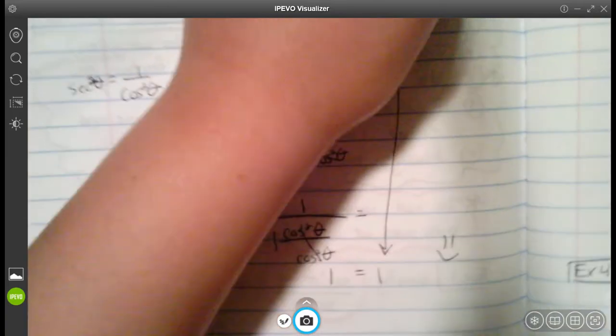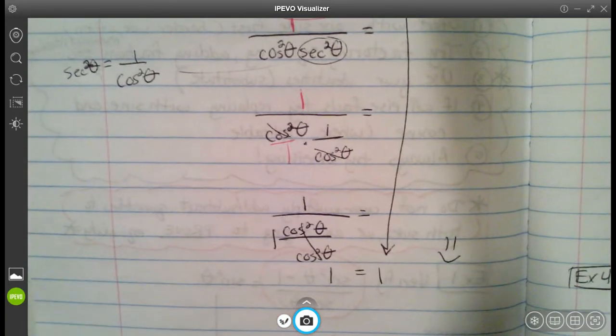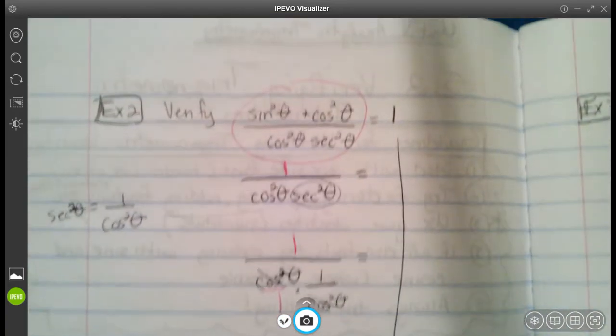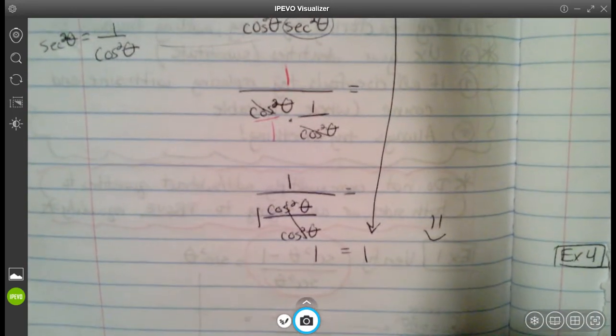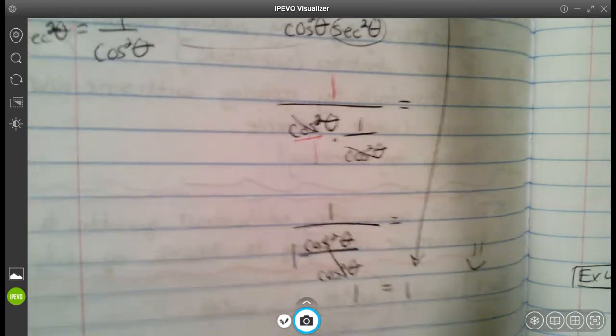Here's the whole problem. Well, actually, I can't get this one. So hopefully there's the top and there's the bottom. Okay, next one.